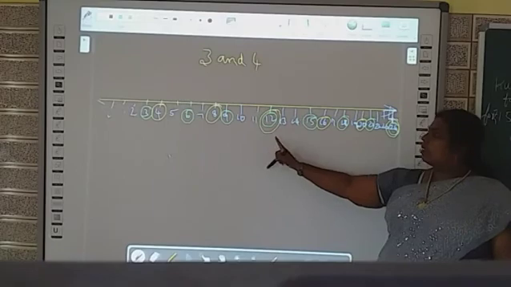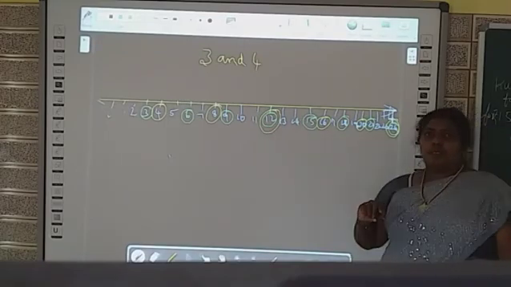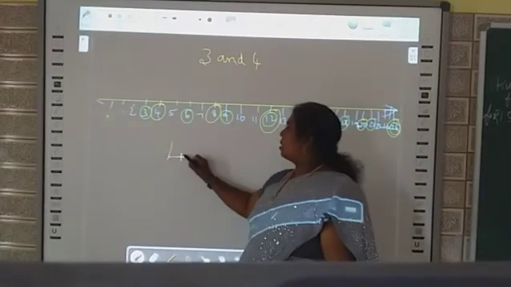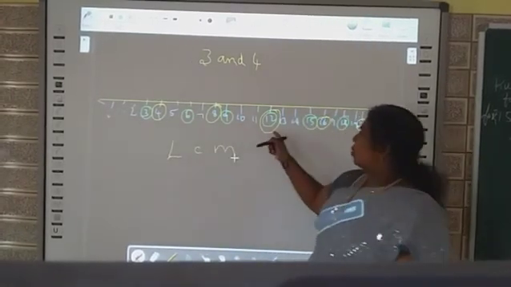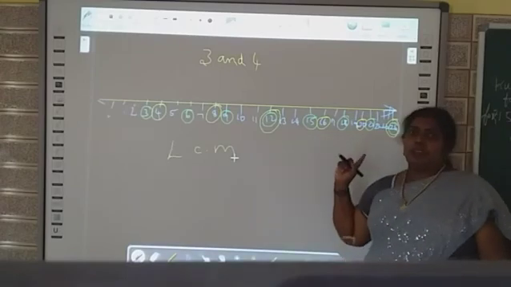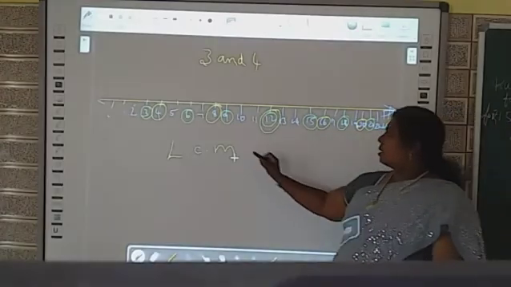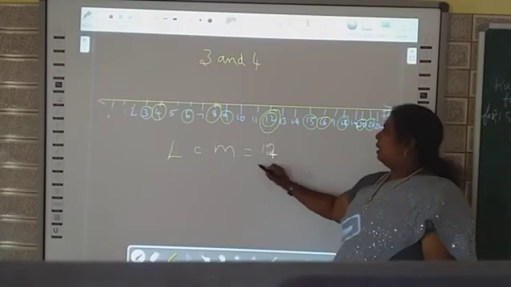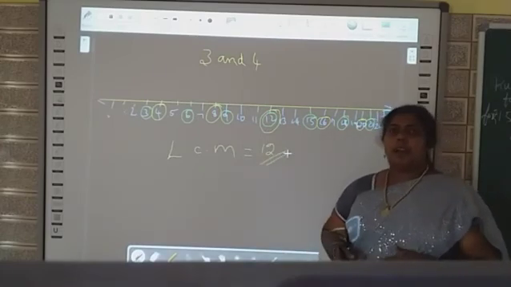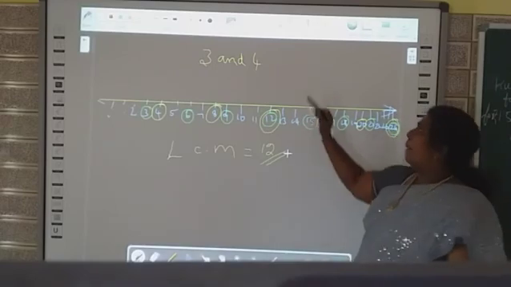So double circle between 12 and 24, right? So for 3 and 4, that LCM, lowest common multiple. The first one, here we are getting two numbers, 12 and 24. So we can write the answer, lowest common multiple is 12. Now do you understand how to use the number line? Yes.